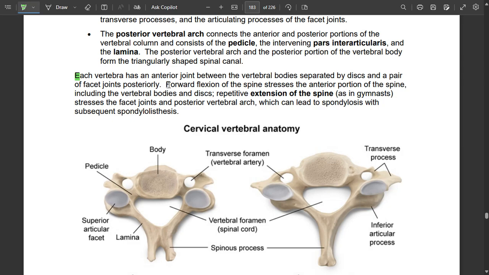Repetitive extension of the spine, as in a gymnast, stretches the facet joints in the posterior vertebral arch, which leads to spondylolysis. So especially in athletes, spondylolysis is very common.